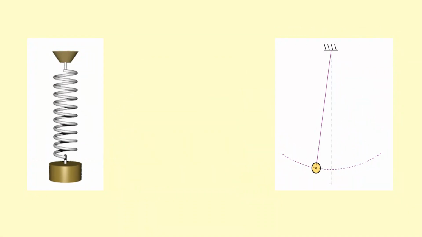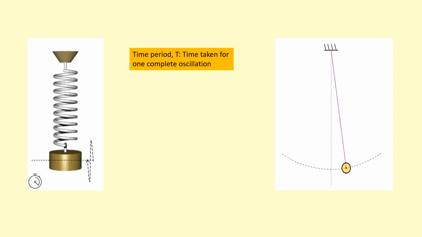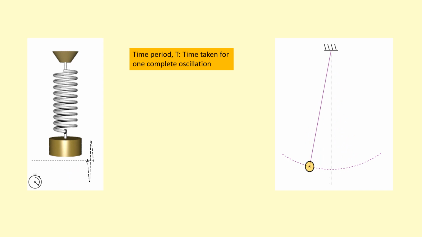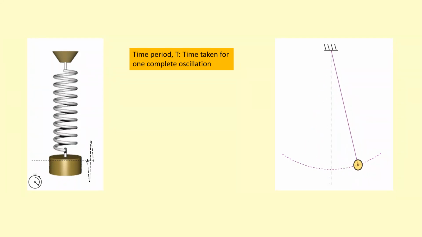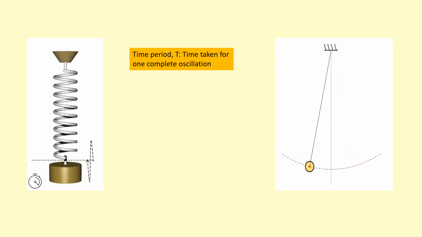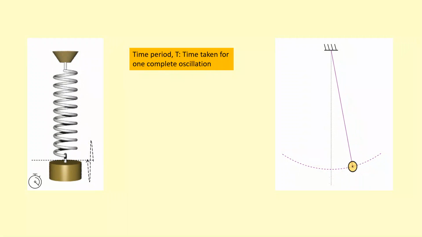Okay, next we have time period. It's the time taken for one complete oscillation. So in the case of the mass spring system, we'll time how long it takes to go from the equilibrium to the maximum and then to the minimum and then back to the equilibrium. So that's one complete cycle because it has to be at the same displacement and going in the same direction as well to be considered one complete cycle.